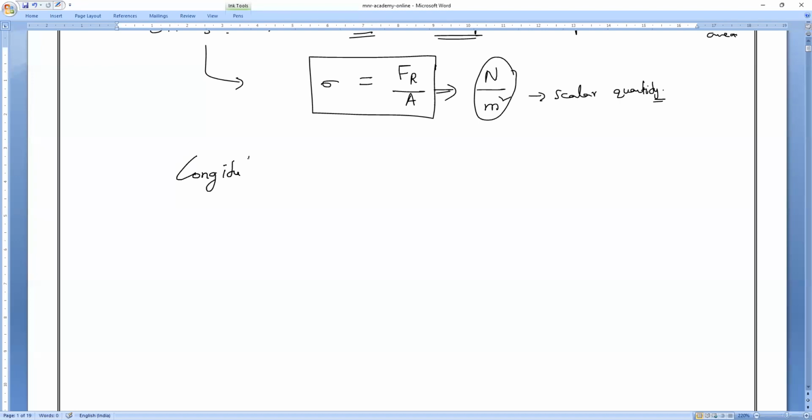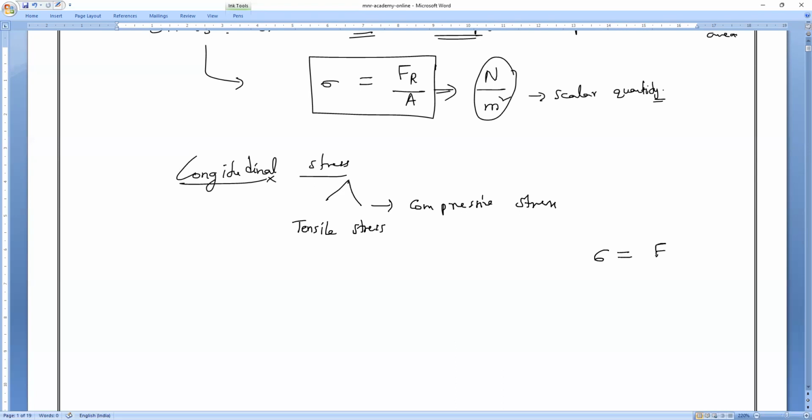Please note it. From now onwards, the concepts are very simple. We just need to have presence of mind. But definitely these concepts will appear everywhere in JEE and NEET. They are very small chapters, but the depth of the concepts is very wide. Longitudinal stress is of two types. What are the two types of longitudinal stress, everybody? One is tensile stress and another one is compressive stress. Whatever it is, the stress formula is ultimately sigma is equal to F by A.